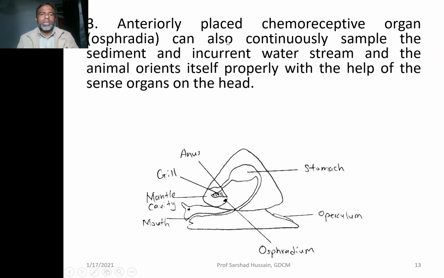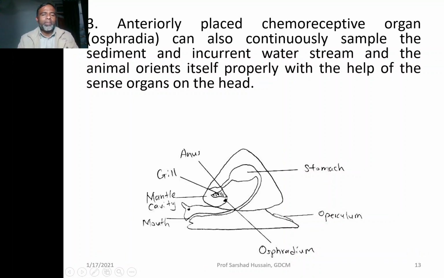The anteriorly placed chemoreceptor organ can also continuously sample the sediment. Sampling the sediment means it will check again and again whether the incurrent water is of good quality or not. And the animal can orient itself properly with the help of the sense organs on the head. Because sense organs are present on the head, on the anterior side, if water from this side is not of good quality, it can change its position to the other side.